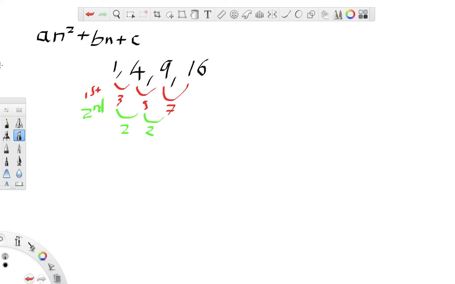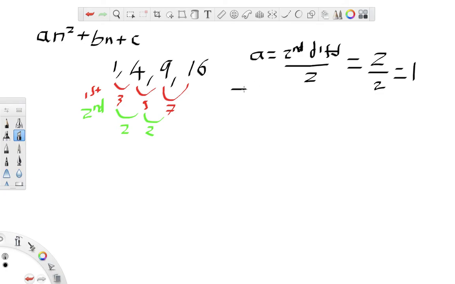And then that will give us what A is. So A is equal to the second difference. I'm just going to put diff for difference. So the second difference divided by 2. So it's half of that number that is the second difference. So in our case, it's going to be 2 divided by 2, and we know that that is 1. Therefore, A is equal to 1.